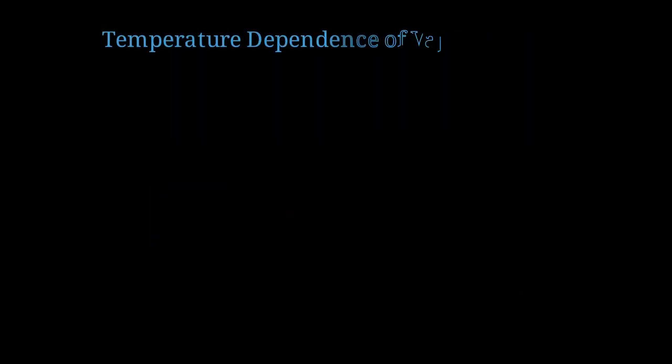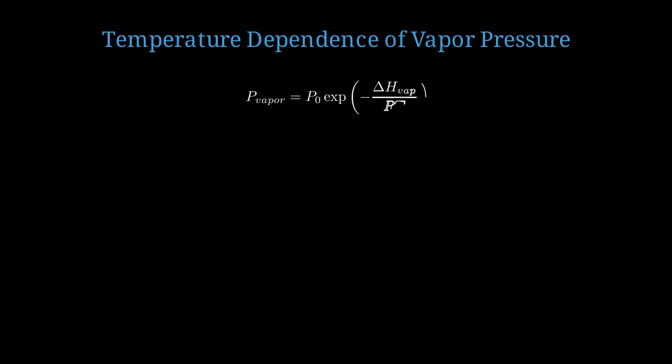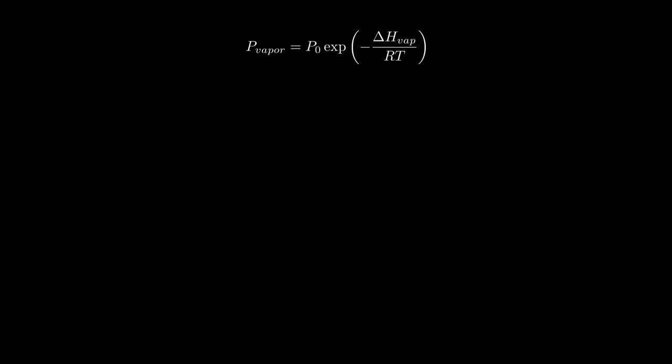The vapor pressure of water is strongly temperature dependent. This is described by the Clausius-Clapeyron equation, but we can understand it more simply. The vapor pressure increases exponentially with temperature. At room temperature, water has low vapor pressure. At 100 degrees Celsius, it reaches atmospheric pressure. Here we see vapor pressure increasing exponentially with temperature. At 100 degrees, we reach 1 atmosphere. Above 100 degrees, pressure exceeds atmospheric, driving vigorous boiling.